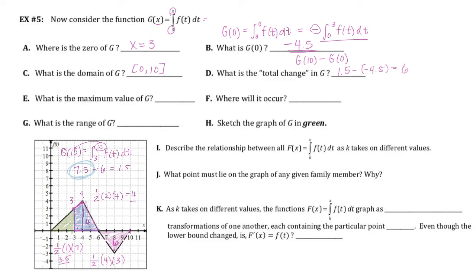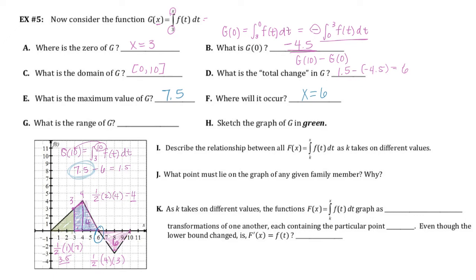That maximum area was 7.5. Okay, and where will that occur? Where did we have that maximum value of 7.5? Well, that was when we looked at our bounded region to 6. We expanded all the way over there to 6. So here, where will it occur? At x equals 6.